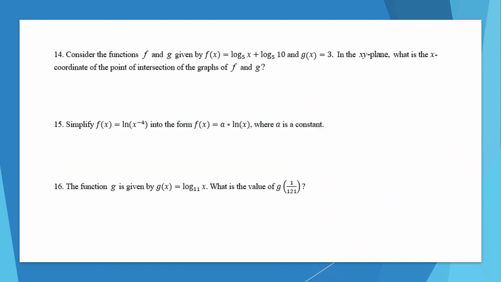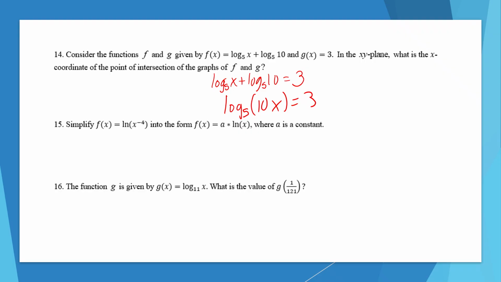All right, 14. Consider the two functions f and g given by f of x is log base 5 of x plus log base 5 of 10, and then g of x equals 3. What are the intersection points? So we just want to set them equal to each other and solve for x. And so here we can combine this into log base 5 and then multiply the insides, equal to 3.